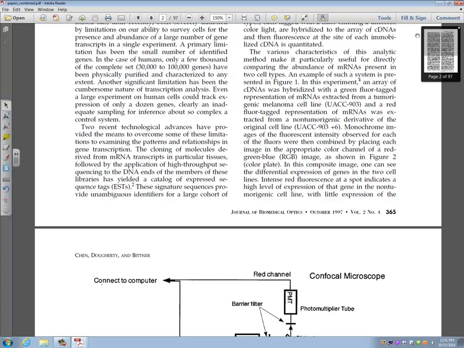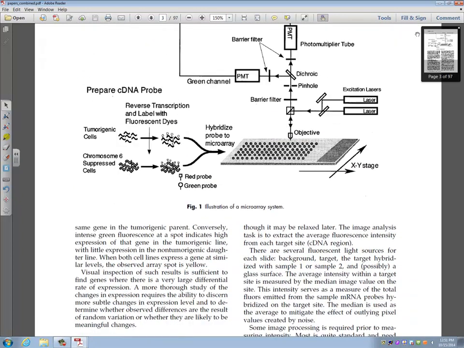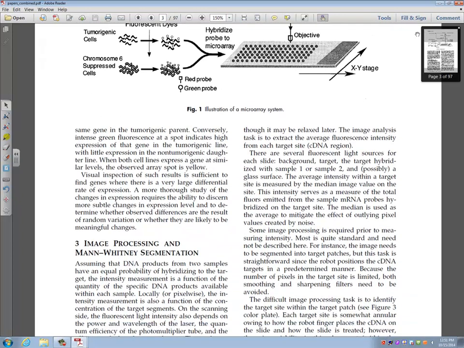So for this paper they use two different cell lines. One is a cancerous cell line, the other one is its precursor, which is not cancerous and doesn't cause tumors, and they are trying to see which genes are differentially expressed. So intense red fluorescence at a spot indicates a high level of expression of that gene in the non-tumorigenic cell line, with little expression of the same gene in the tumorigenic parent.